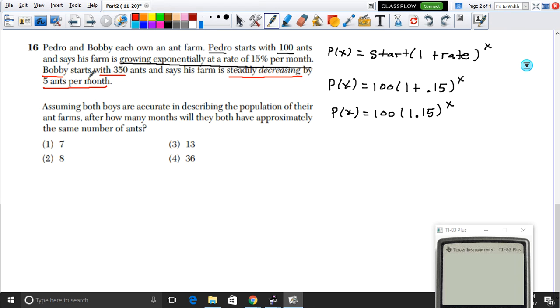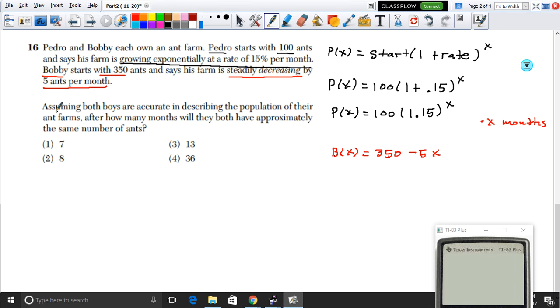Now let's look at Bobby. Bobby says here that it's steadily decreasing. So that means we're not going to have any kind of exponential. We're going to have just a linear function because it's steadily decreasing. For Bobby, we have your starting point, which is 350, and it says that it is decreasing by 5 ants per month. So that's going to be minus 5x, where x represents months. Perfect. Now we have an equation for Pedro and an equation for Bobby.